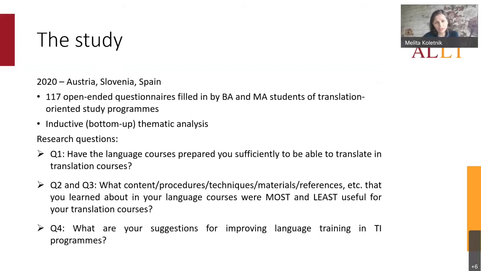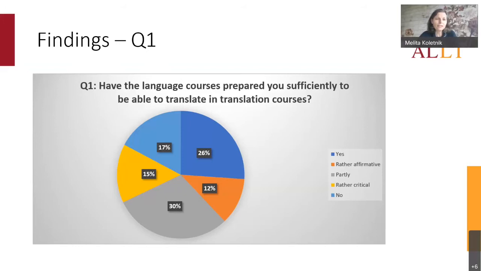So these are our summative findings pulled together for all three cohorts. The responses show that some 26% of students think that they were prepared for translation, 12% said that their answer was rather affirmative, some 30% were partly prepared, while a further 15% were rather critical, and we also got some straightforward no's from 17% of the students.